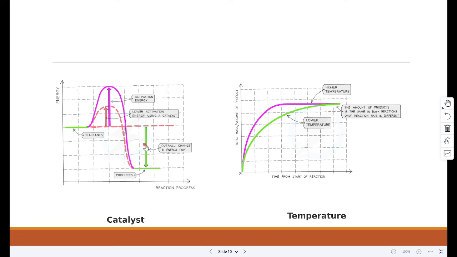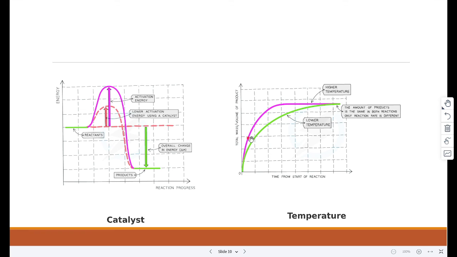Then we have catalysts. So the diagram shows that when a catalyst is used, the activation energy is reduced as it creates an alternative pathway requiring lower activation energy. So as you can see, the catalyst has lowered the activation energy, so the rate of reaction has increased.